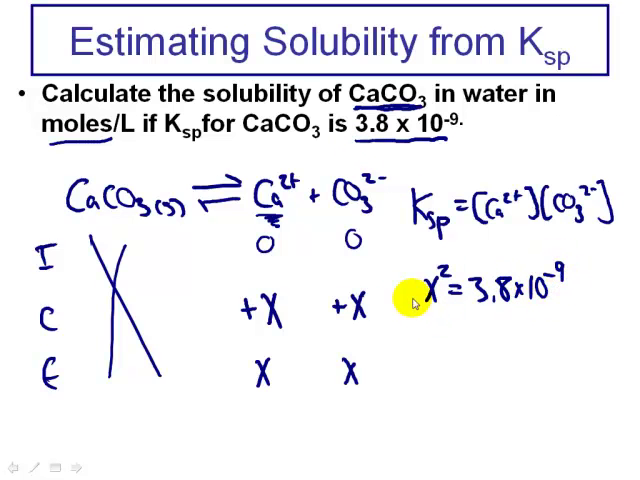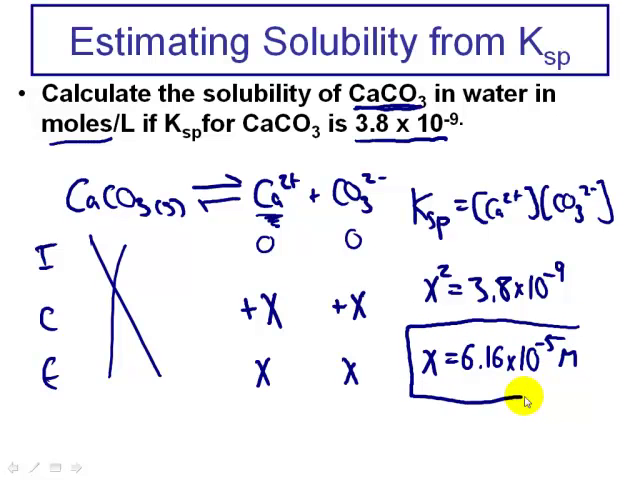And so to find the concentrations, I just solve for x. If I do that, I find that x is going to be equal to 6.16 times 10 to the minus 5th power molar. And ladies and gentlemen, that is going to be the solubility of calcium carbonate.